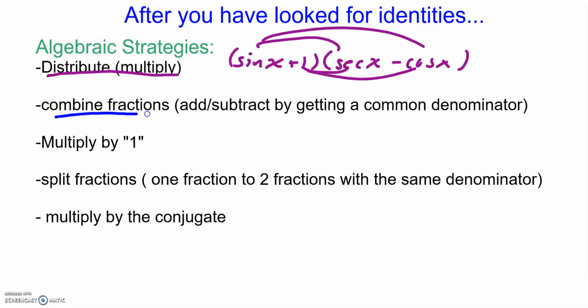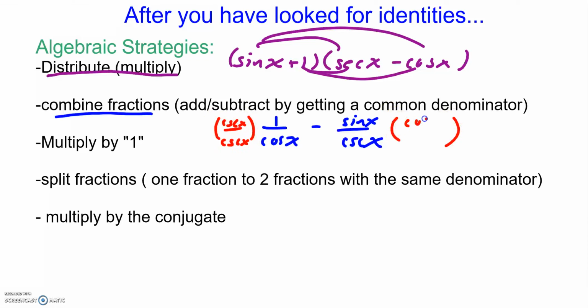You could combine fractions. So if I gave you 1 over cosine of x minus sine of x over, I don't know, cosecant of x. What you could do is get a common denominator. This fraction would need the cosecant of x on top and bottom, and this fraction would need the cosine of x on top and bottom. Something like that is an option.